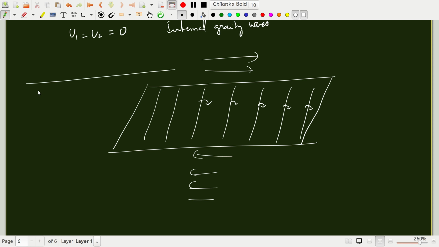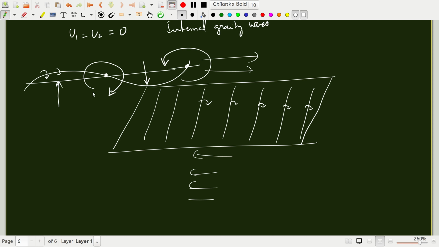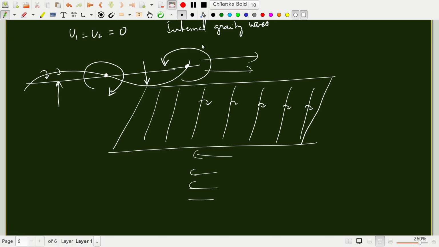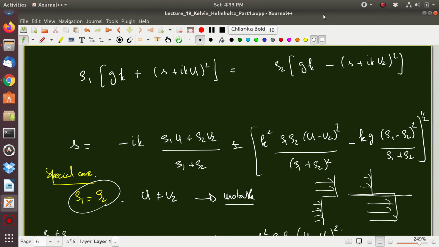If I have any perturbation, so here there is a net clockwise vorticity, whereas here there will be a net counterclockwise vorticity, both leading to pushing of this interface down and pushing of this interface up. Okay, so this is the famous Kelvin-Helmholtz instability, and I'll stop here at this point, and we'll continue in the next module with another instability. Thank you.